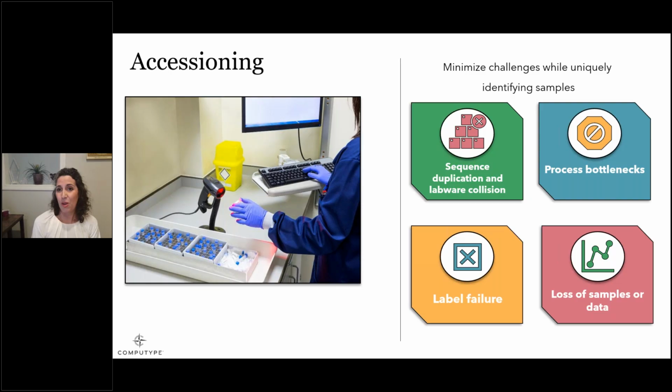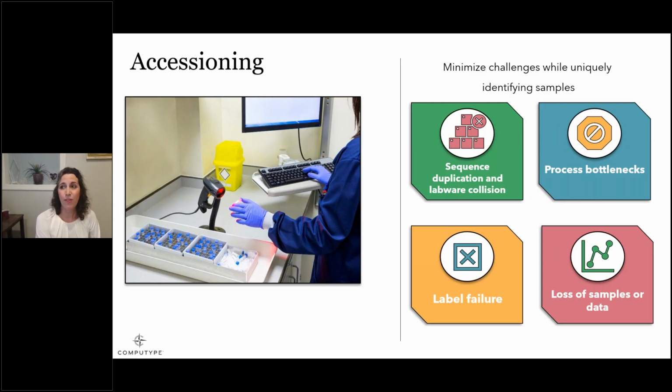So under process bottlenecks, incoming samples and non-standardization are absolutely ripe for bottlenecks. Some things come in labeled, some things don't, and so the staff is having to evaluate each project requirement. So again, implementing those protocols so that the staff knows exactly what's required for each project is really helpful.